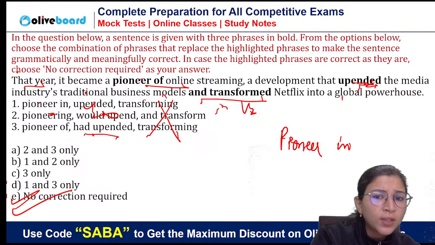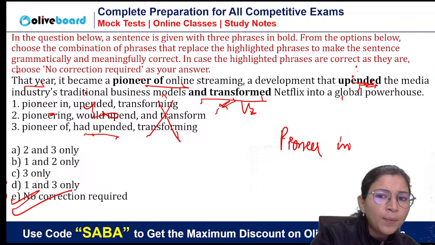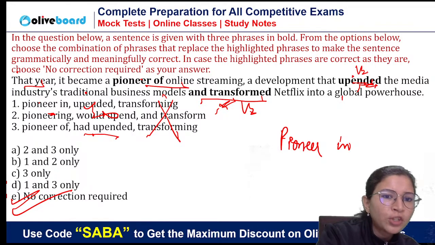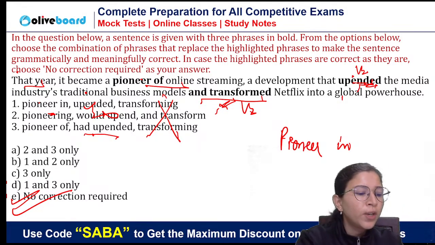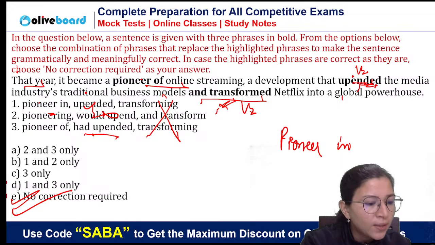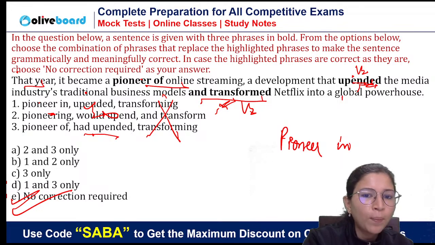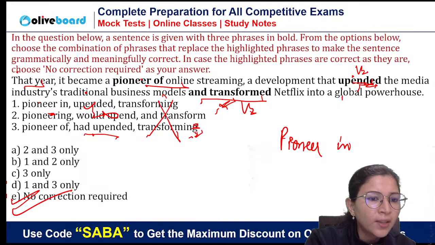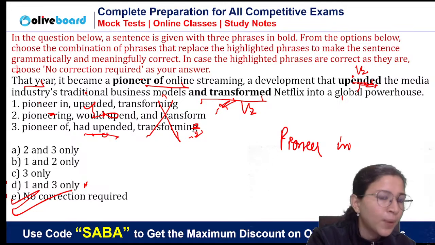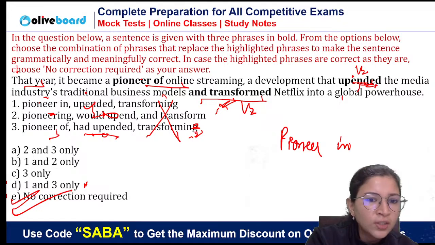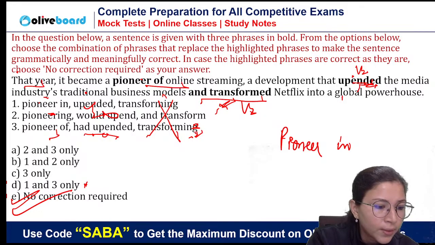And transforming, you mean to say this? And transforming, how will parallelism be maintained, Hital? Because that upended, V2, the media industry's traditional business model, and transforming, you need a finite verb. You can say parallelism also, finite verb, parallelism, anything if you apply, this ing form will not fit, isn't it? Because had this ing form been correct here, the answer could have been one and third both. Because we can say upended, we can say had upended, we can say pioneer in, we can say pioneer of. But simply because of the ing form, we are not doing that.